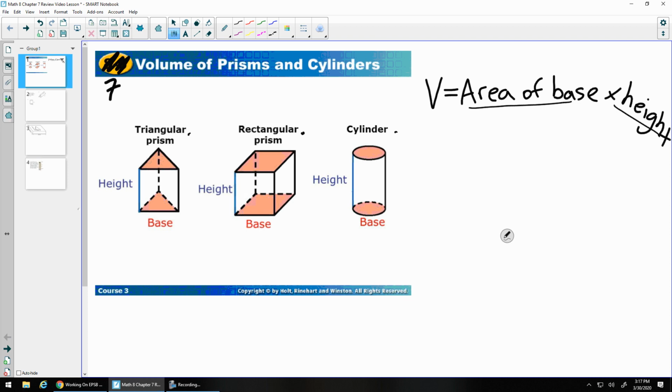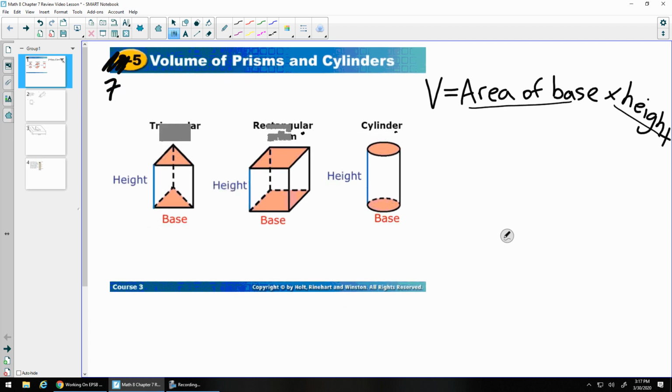Now it looks slightly different for each. So here on this nice photo, we have the bases of each. The base of a triangular prism is this triangle. The base of a rectangular prism is a rectangle. And the base of a cylinder is a circle.